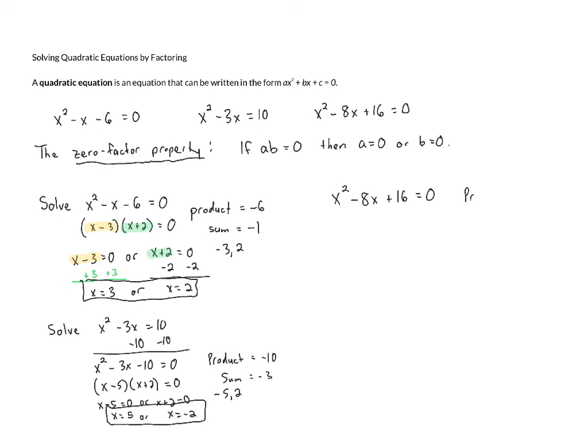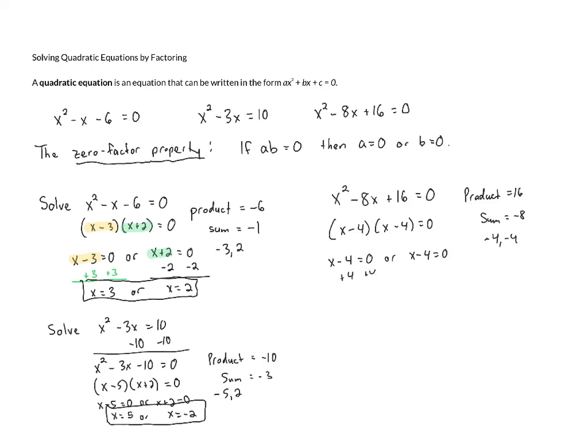We're looking for two numbers with a product of 16 and a sum of -8. And those numbers are -4 and -4. So when we factor this, it becomes x minus 4 times x minus 4 equals 0. And then we set each factor equal to 0. So we've got x minus 4 equals 0 or x minus 4 equals 0. Because these are two copies of the same equation, they're going to give us two copies of the same solution, so we only really need to solve one of them. Let's solve the first one.